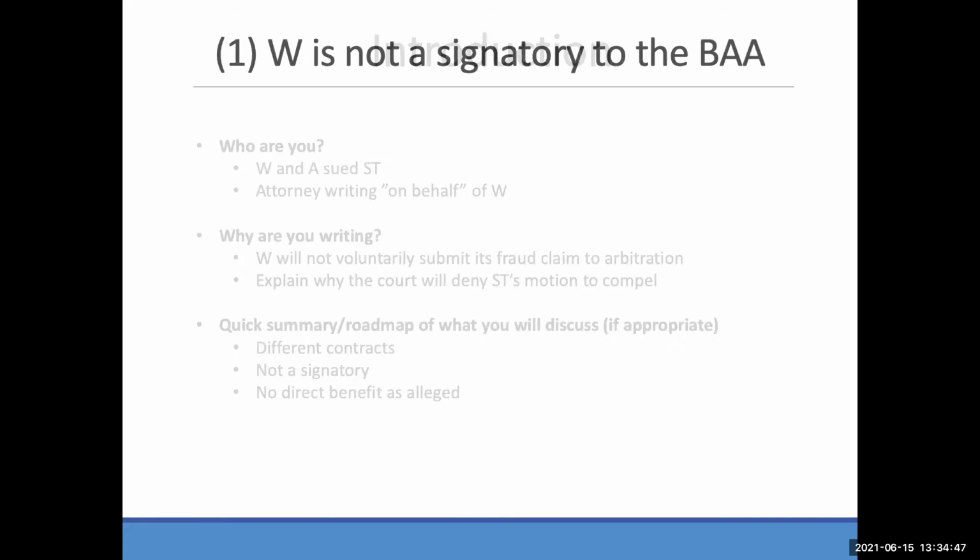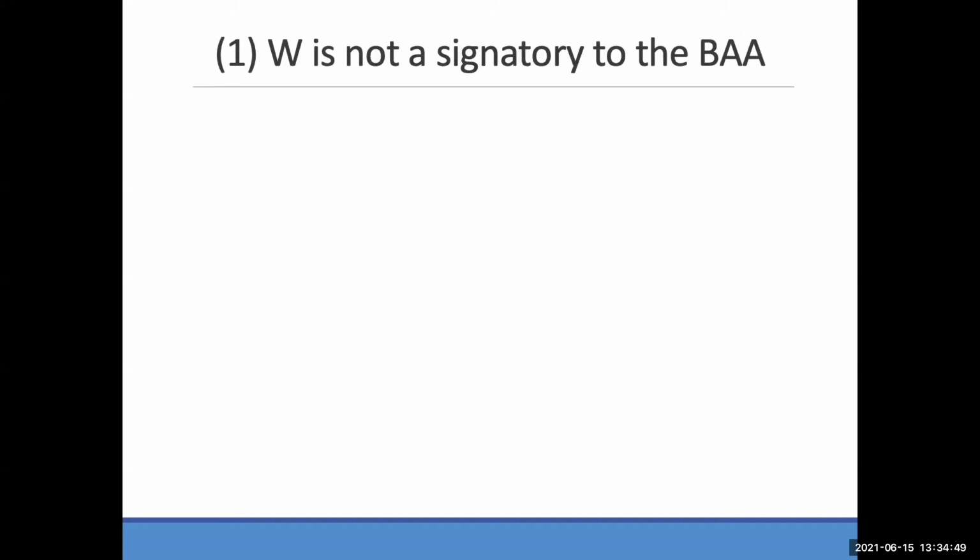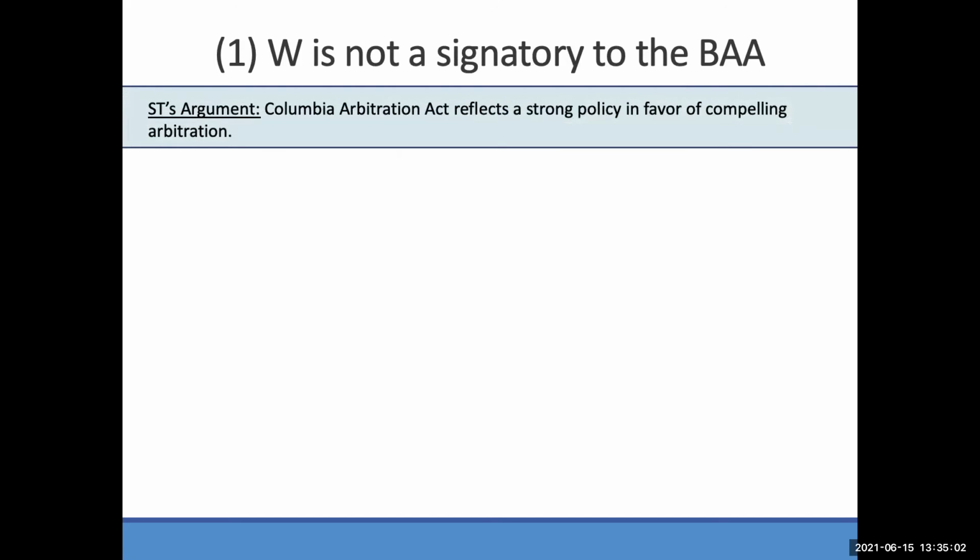All right, so the first section that we would have talked about is W is not a signatory to the BAA. And I'm using abbreviations because they're really long, brokerage agreement, but this is the brokerage agreement that SecureTrade entered with Assurance. And SecureTrade's argument is, well, the Columbia Arbitration Act reflects a strong policy in favor of compelling arbitration. So they're saying because we have this policy, W, even though you're not a signatory to that agreement, you're going to be forced to go to arbitration anyways.